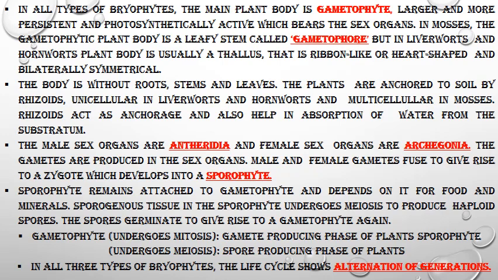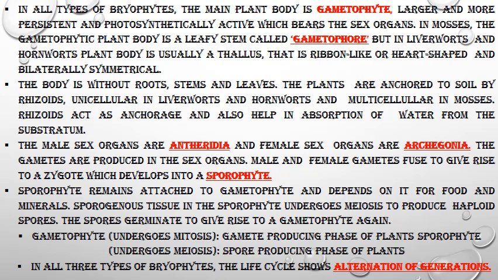The male sex organs are antheridia and female sex organs are archegonia. The gametes are produced in the sex organs. Male and female gametes fuse to give rise to a zygote which develops into a sporophyte. Sporophyte remains attached to the gametophyte and depends on it for food and minerals. Sporogenous tissue in the sporophyte undergoes meiosis to produce haploid spores. The spores germinate to give rise to a gametophyte again. Gametophyte undergoes mitosis, the gamete producing phase of plants, and sporophyte undergoes meiosis, the spore producing phase of plants.